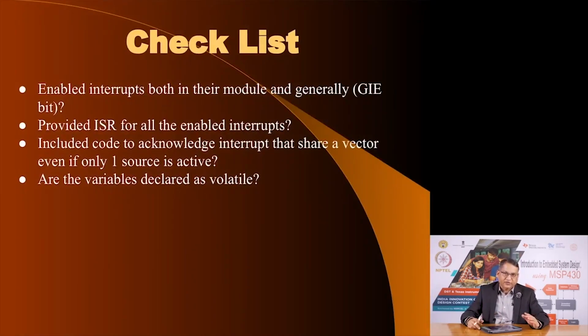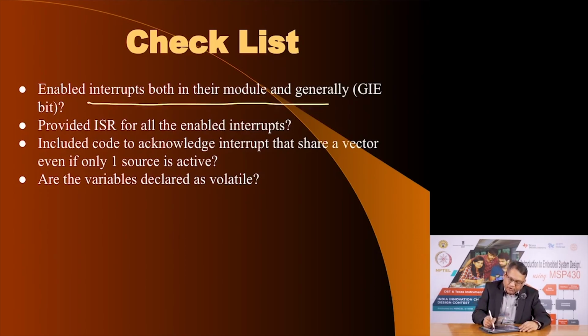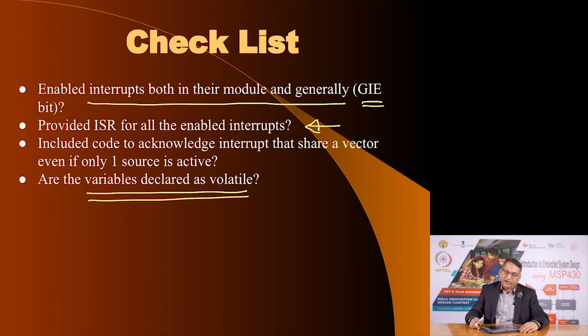So, here is a checklist of things that you must perform in the main program, so that interrupts can happen, and if they happen, they can be serviced. You must have enabled interrupts both in the module and the global interrupt enable bit. You must have an interrupt subroutine for each of the enabled interrupts. You must acknowledge that interrupt, meaning you must disable the flag within the interrupt subroutine, and if you are using any variables, you have to ensure that they are declared as volatile.